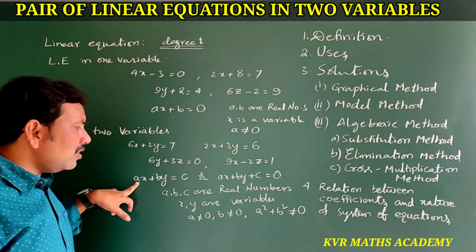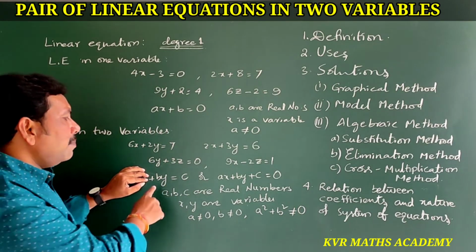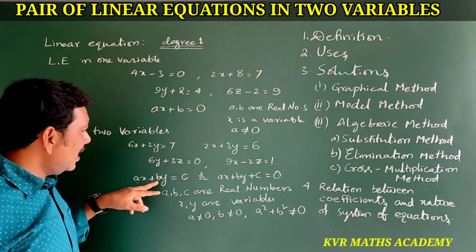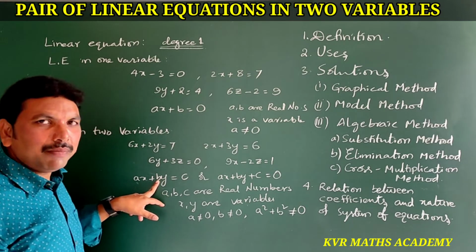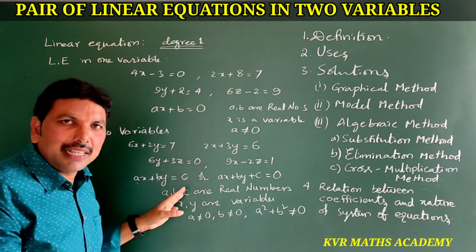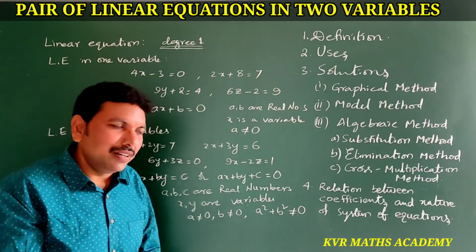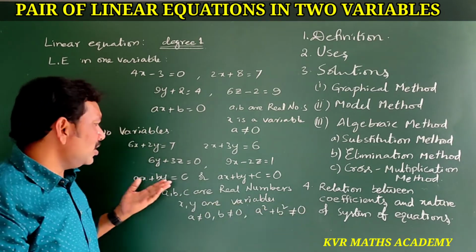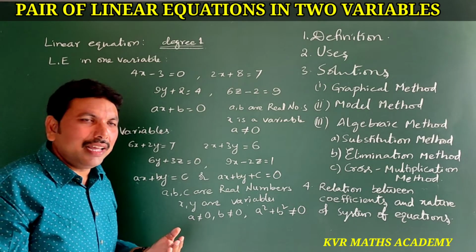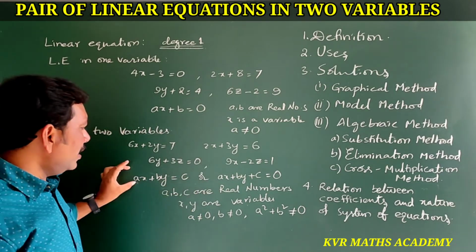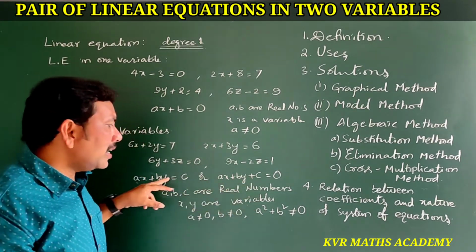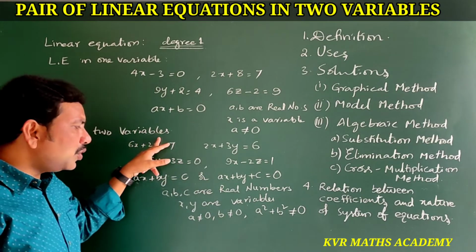Why? Because if a is equal to 0, it will be absent, and only by is equal to c. This will be a linear equation in one variable, right? Here if b is equal to 0, the whole term will also be 0. Then ax is equal to c, that is also a linear equation in one variable. Here if together a square plus b square is equal to 0, then only c is present. Understood clearly? So that's why ax plus by is equal to c, or ax plus by plus c is equal to 0 are the general form of the linear equation in two variables.